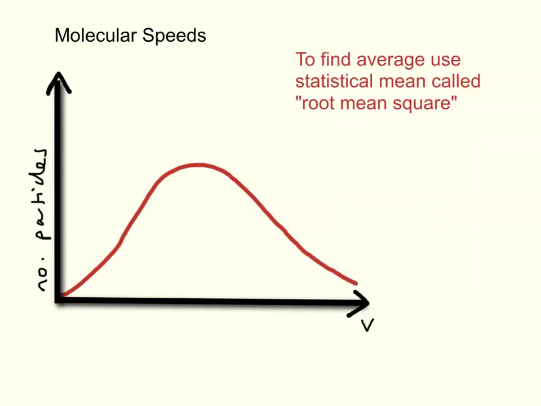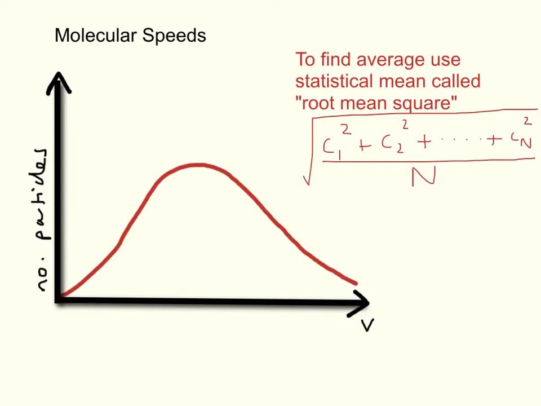To find the statistical mean, you need to add up the squares of each of the particles' speeds, all the way up to the speed of the nth particle. Capital N is the number of particles in the gas. You're then going to divide that by the number of particles in the gas, capital N, so you get the average of the square. You then square root the whole lot to get back to a speed, and that is called the RMS speed, root mean square speed. And it's a statistical method in order to work out the average speed for a distribution like this.